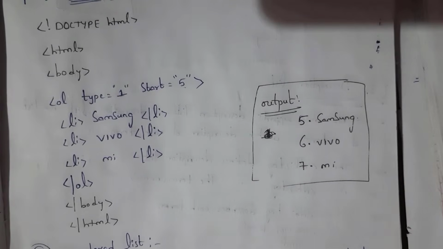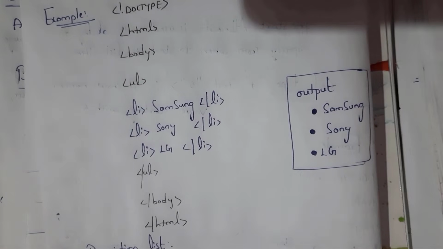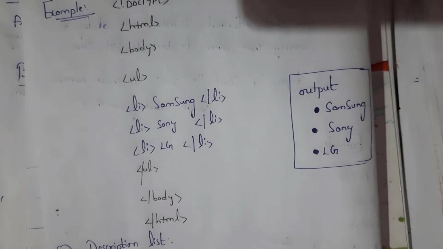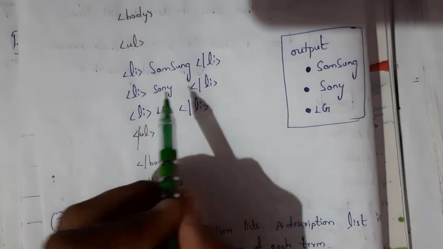Next one is unordered list. Whereas ordered list is denoted by OL, unordered list is denoted by the UL tag. UL stands for unordered list. Inside the unordered list, I am going to write a list of items, that is Samsung, Sony and LG.